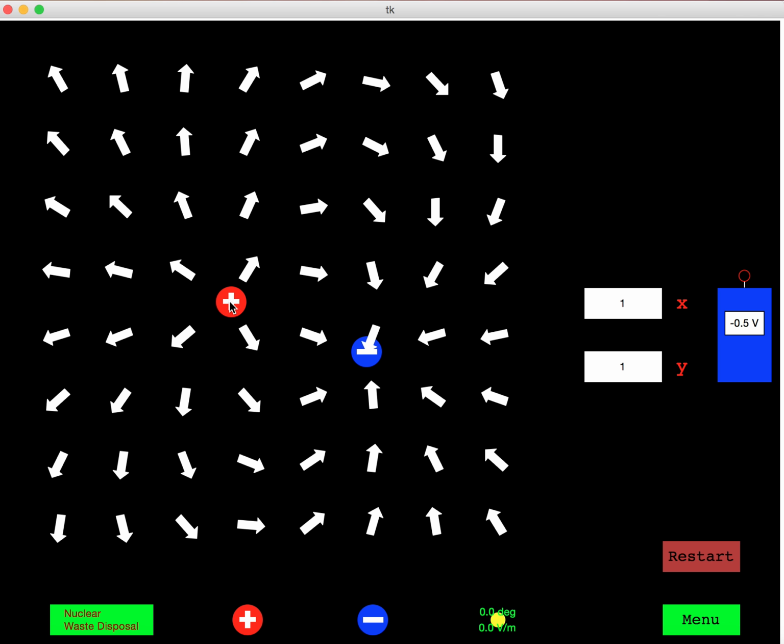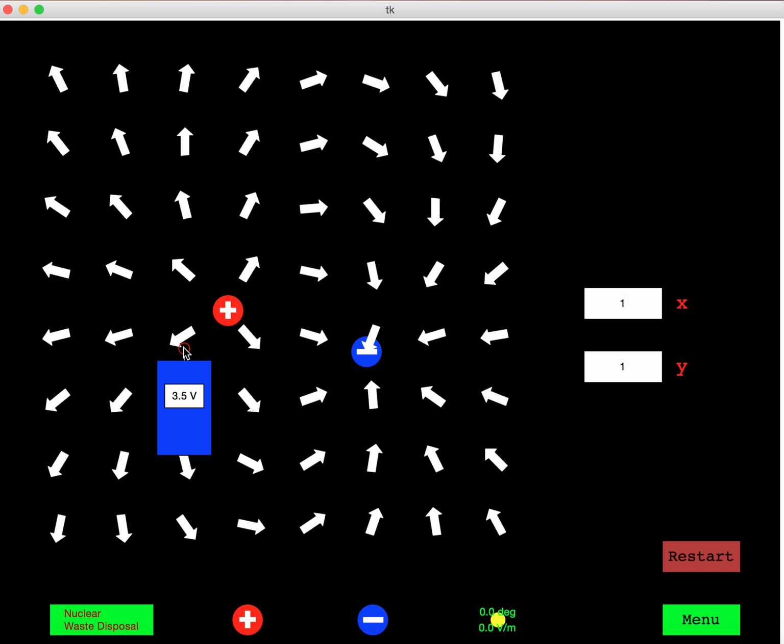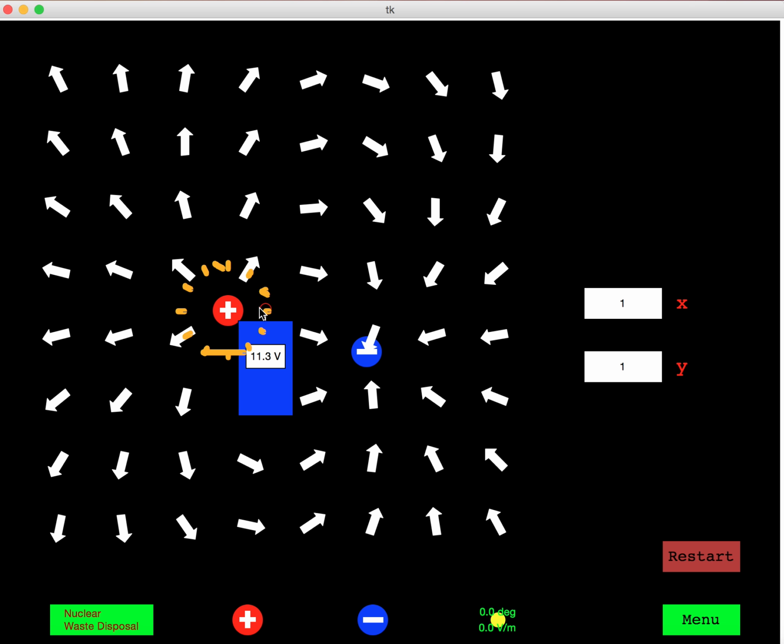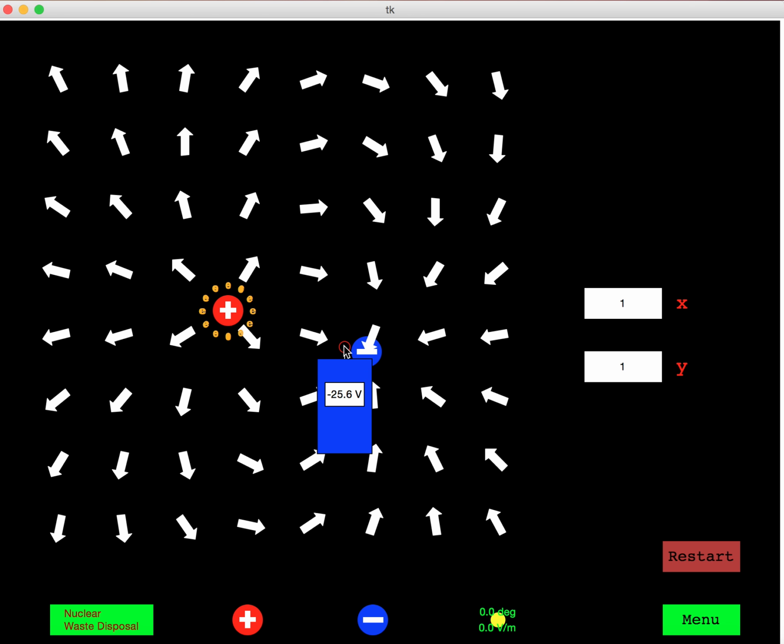And so I also wanted to mention that I have a voltmeter here, which will detect a real voltage at any point in the field. And I can also create equipotential lines using this voltmeter. So if I just press E right here when I'm next to this, then you can see an equipotential line being created. And if I go here, I can also see another equipotential line being created.